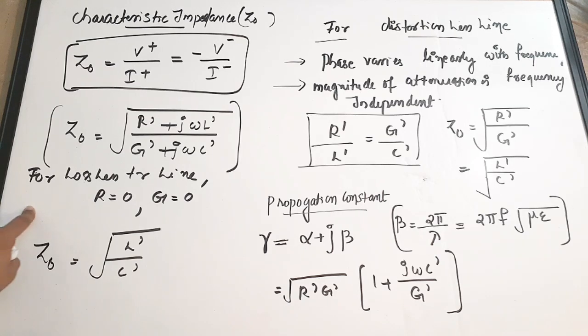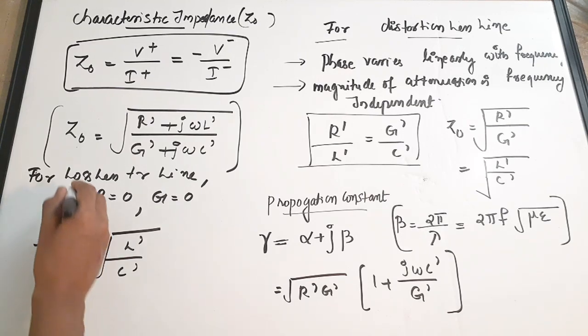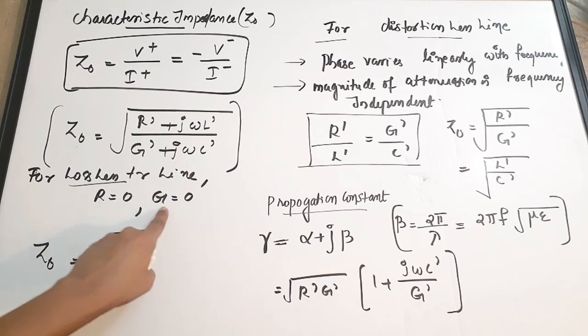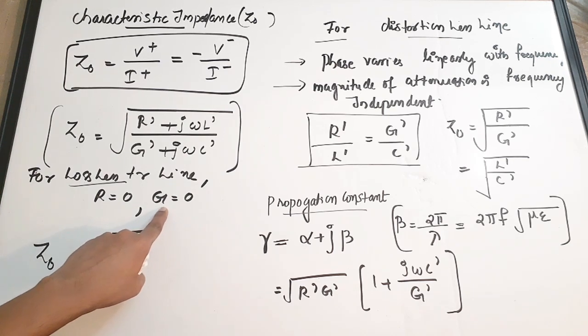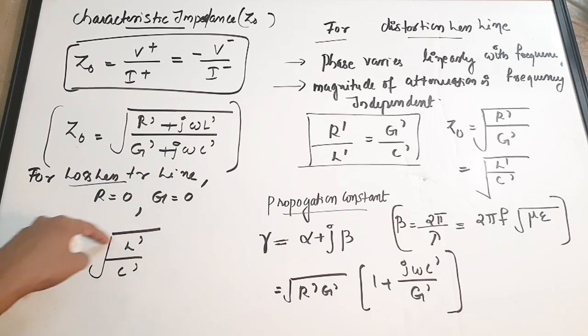Now let us discuss the lossless transmission line and the distortionless transmission line. What is a lossless transmission line? A lossless transmission line means there is no ohmic and dielectric loss. That is the meaning of lossless. No ohmic loss means there is no loss across the ohm, meaning resistance, right? So there is no resistance loss and there is no loss across the dielectric. Okay, so there is no dielectric loss and no ohmic loss.